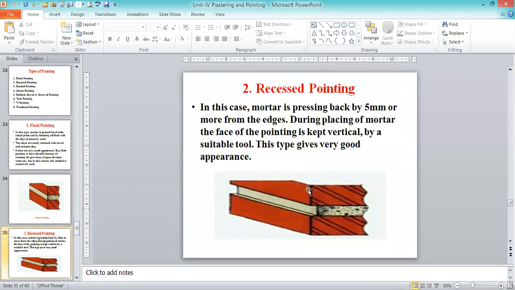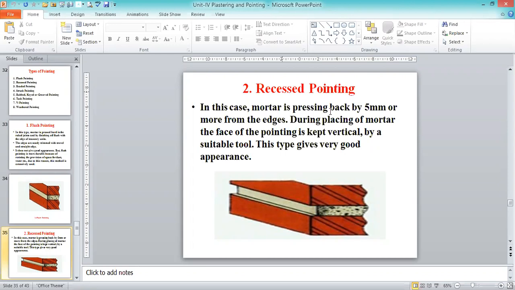In the earlier case of flush pointing, we fill the cement mortar completely from edge to edge, corner to corner. But here in recessed pointing, we leave some space, then start filling the cement mortar in the joint, extending up to where the old cement mortar was filled, where our old joint is. We extend beyond the edges: one side after the edge and the other side beyond the edges, we fill the cement mortar. That is known as recessed pointing.